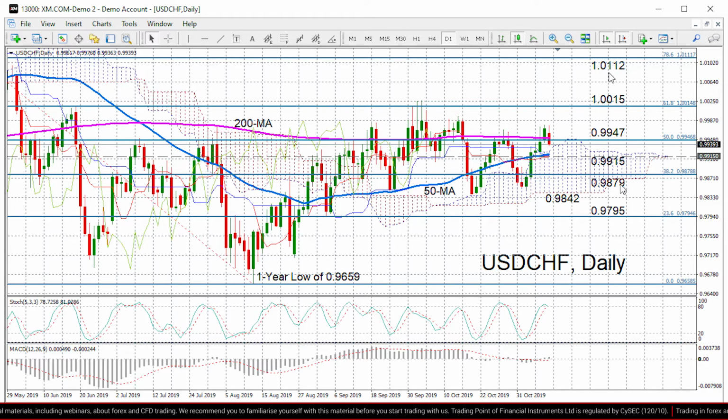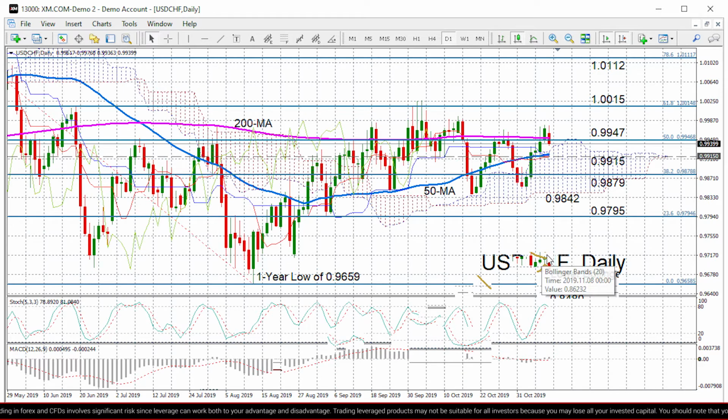In the more medium term, we do have a slight positive picture there. The 50-day moving average is still climbing, but prices are hovering around the 200-day moving average, suggesting that unless we see further gains, we could then see the positive picture turning neutral.